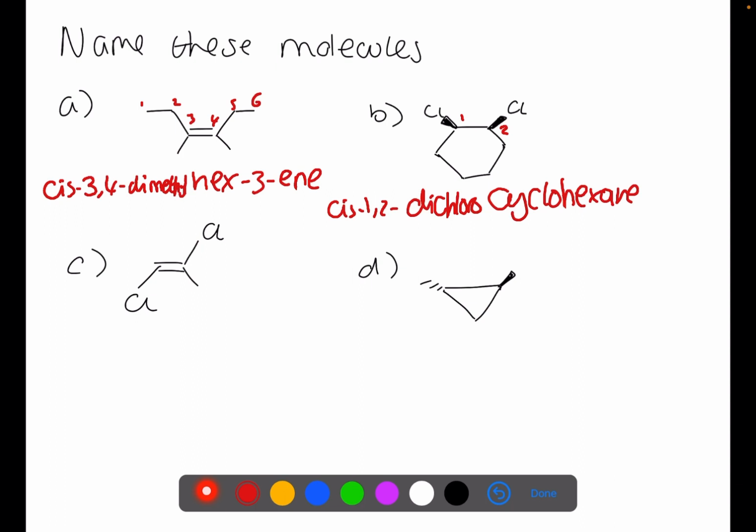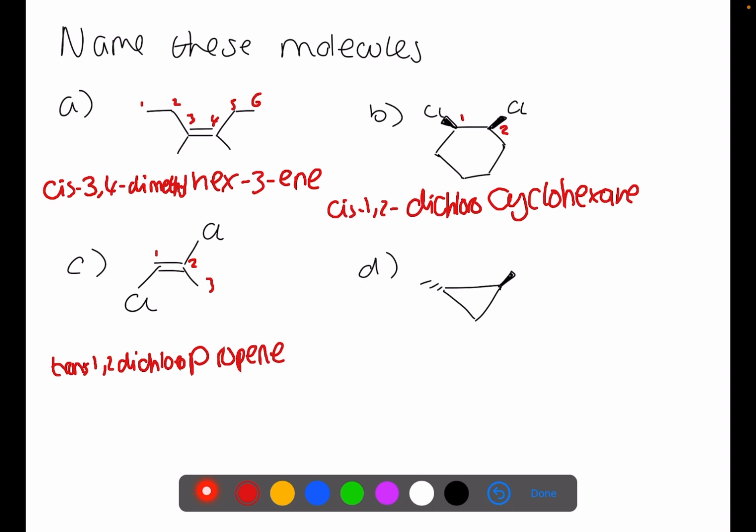For this one here, you can see we've got the two chloro groups and they're on opposite sides of the double bond, so this will be a trans isomer. We have our carbons here, 1, 2 and 3, so this is based on propene. And we have chlorines on 1 and 2, so 1,2-dichloropropene, and they are on opposite sides, so this is a trans isomer.